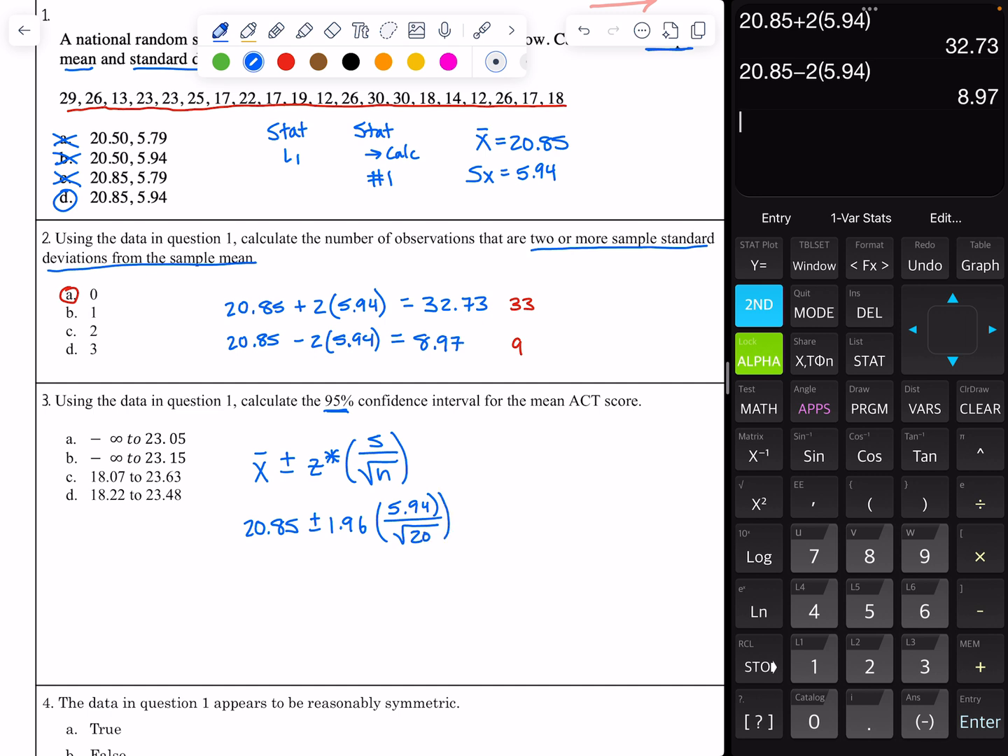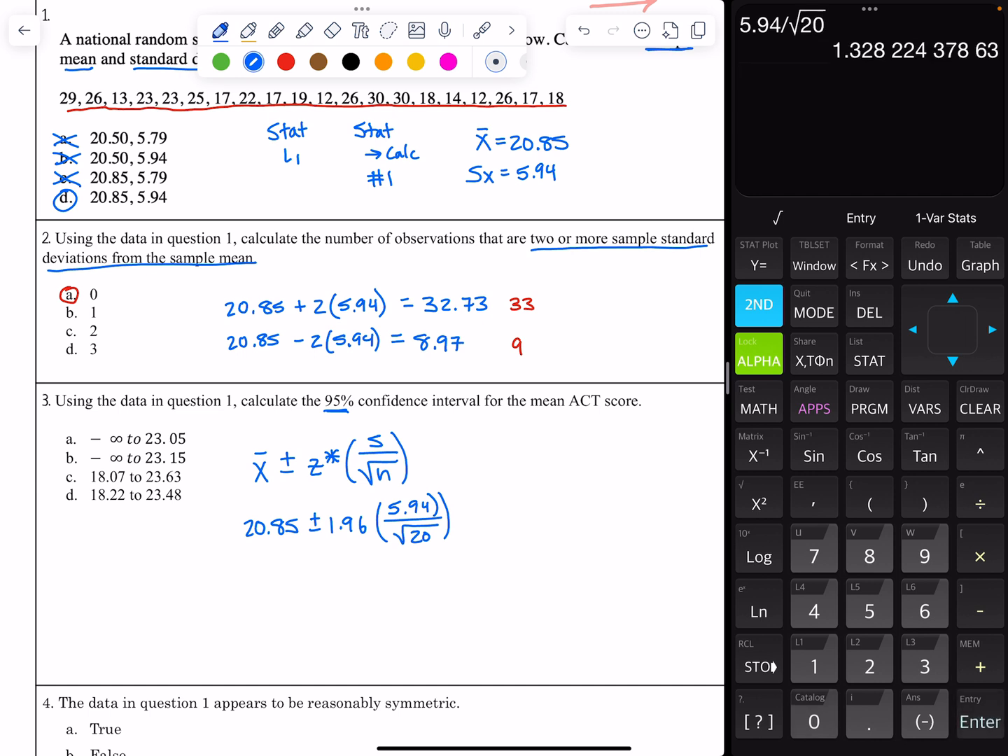Let's be careful with our calculator to calculate all that. So 5.94 divided by the square root of 20 times 1.96 gives us 2.6. That's our margin of error. So 20.85 plus or minus 2.6. We could say 2.603 if we want to carry it out a little ways to figure out our answer, or the best one from what we're provided.